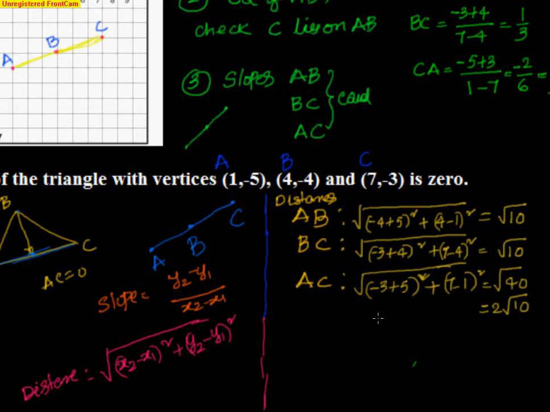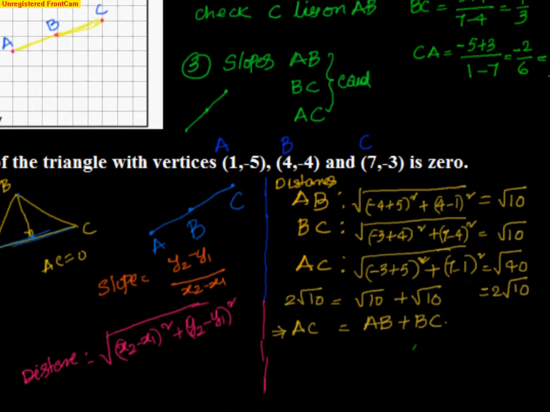Now you can see very clearly AC is equal to AB plus BC, because 2 root 10 is nothing but equal to root 10 plus root 10, right? 1 plus 1, 2 root 10. This implies that AC is equal to AB plus BC. This is how you can prove collinearity by using distance, right?